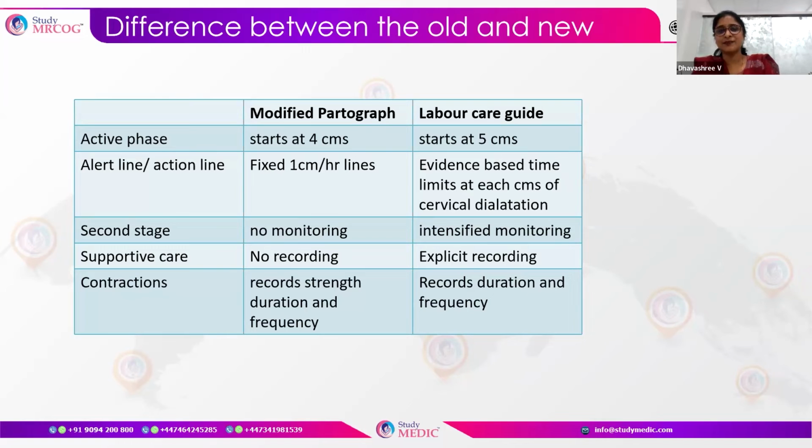And this is the difference that I wanted to put in: the modified partogram and the labor care guide. The active phase starts at 4 centimeters in the modified partogram, whereas it's 5 centimeters in the labor care guide. Alert line and action line are there, which I forgot to mention. Usually in the modified partogram, there is an alert line and action line, which is a fixed one. But the labor care guide now has evidence-based time limits. There is no strict cutoff, but this is the evidence-based guideline. Am I clear? Yes.